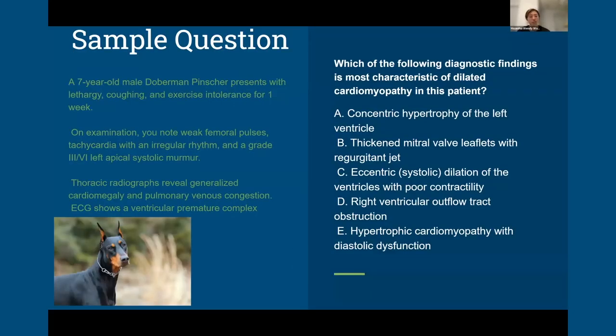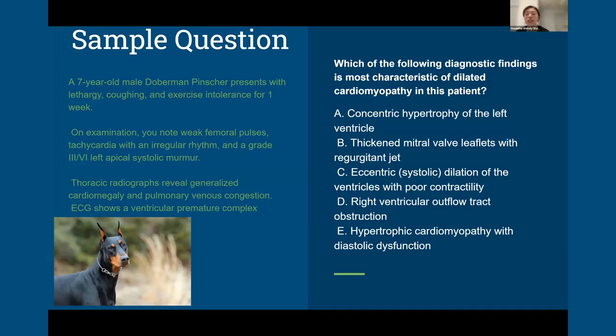All right. Just want to ask one more question before we finish up with cardiac diseases. You see a 7-year-old Doberman presented with lethargy, coughing, and exercise intolerance. You note weak femoral pulses, tachycardia with irregular rhythm, and a grade 3 out of 6 left systolic murmur. The owner agrees to thoracic radiographs, and we see generalized cardiomegaly and some pulmonary venous congestion, and the ECG also shows a VPC. What are you thinking of at this point given this clinical presentation?